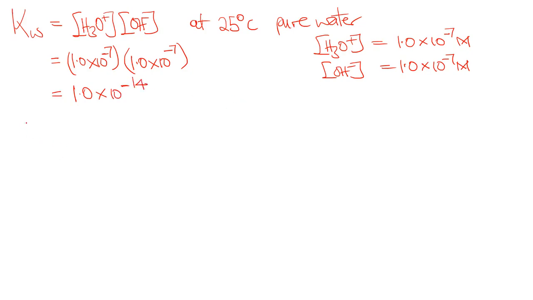So we can say that the acid product constant for the auto ionization of water is 1.0 times 10 to the power negative 14. This is an important constant, and we'll see how important this constant is.